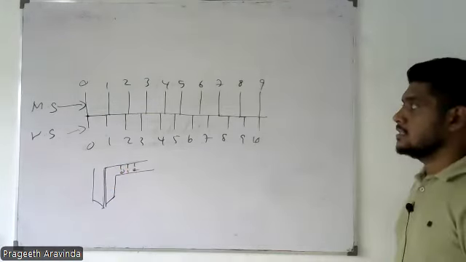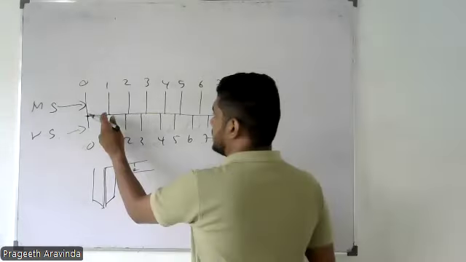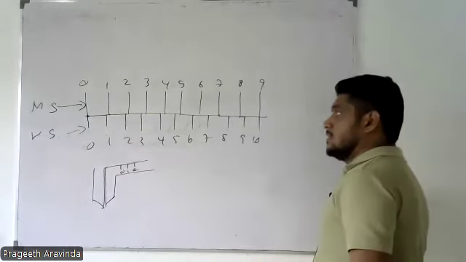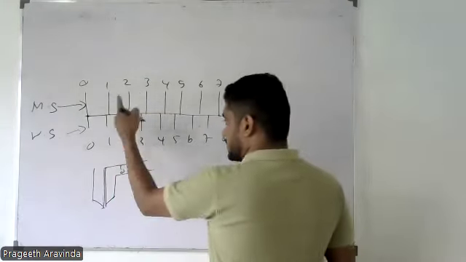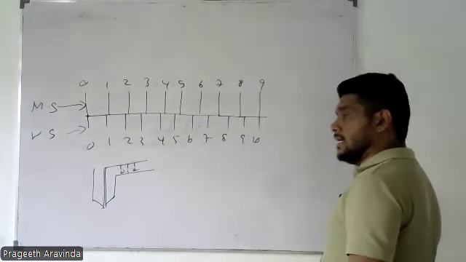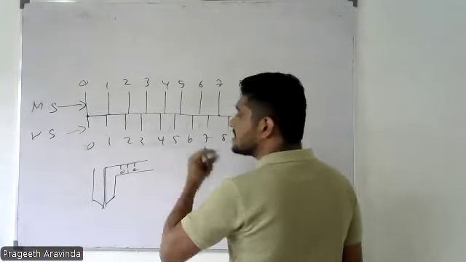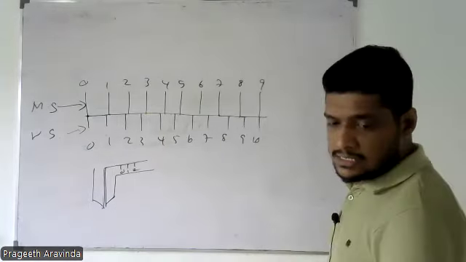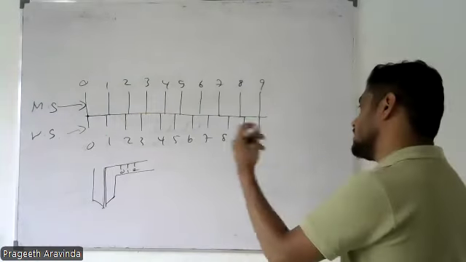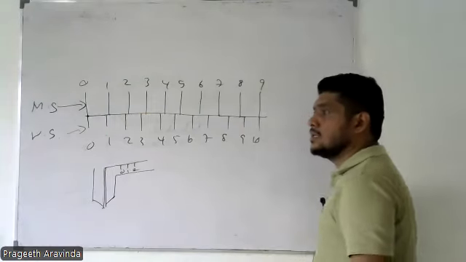So when you see that this line coincides with the first line of the main scale, you know that this has been pushed a least count.